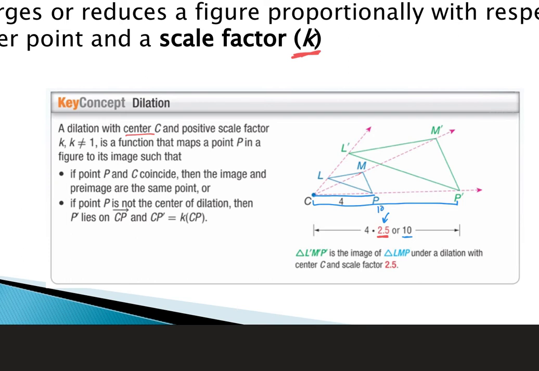All right, now we do the exact same thing with all the other sides. Let's say that CL right here was a 1. All right, well that means that C to L prime is going to be 2.5. Okay, let's say that CM is a 3. That means my distance from C to M prime, all the way out there, is going to be 7.5. Okay, so you're multiplying the distance from C to the vertex in order to get the vertex prime.